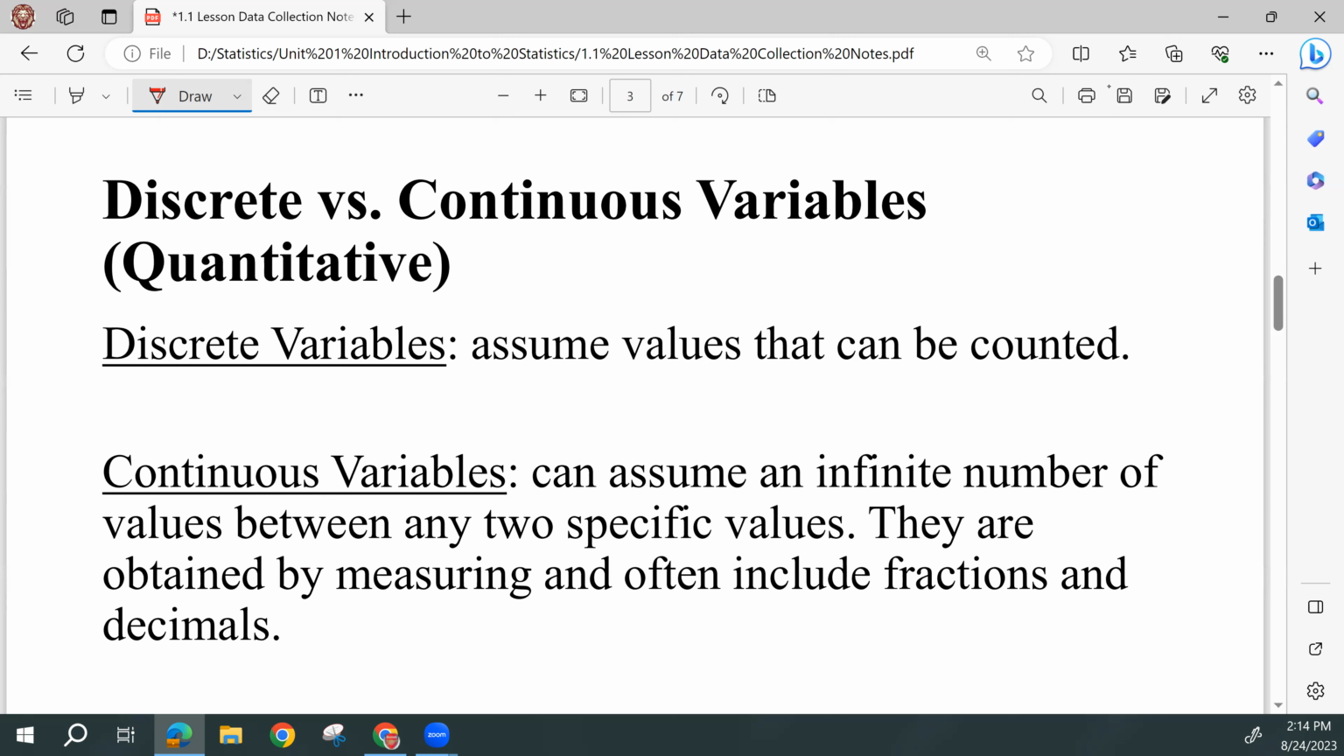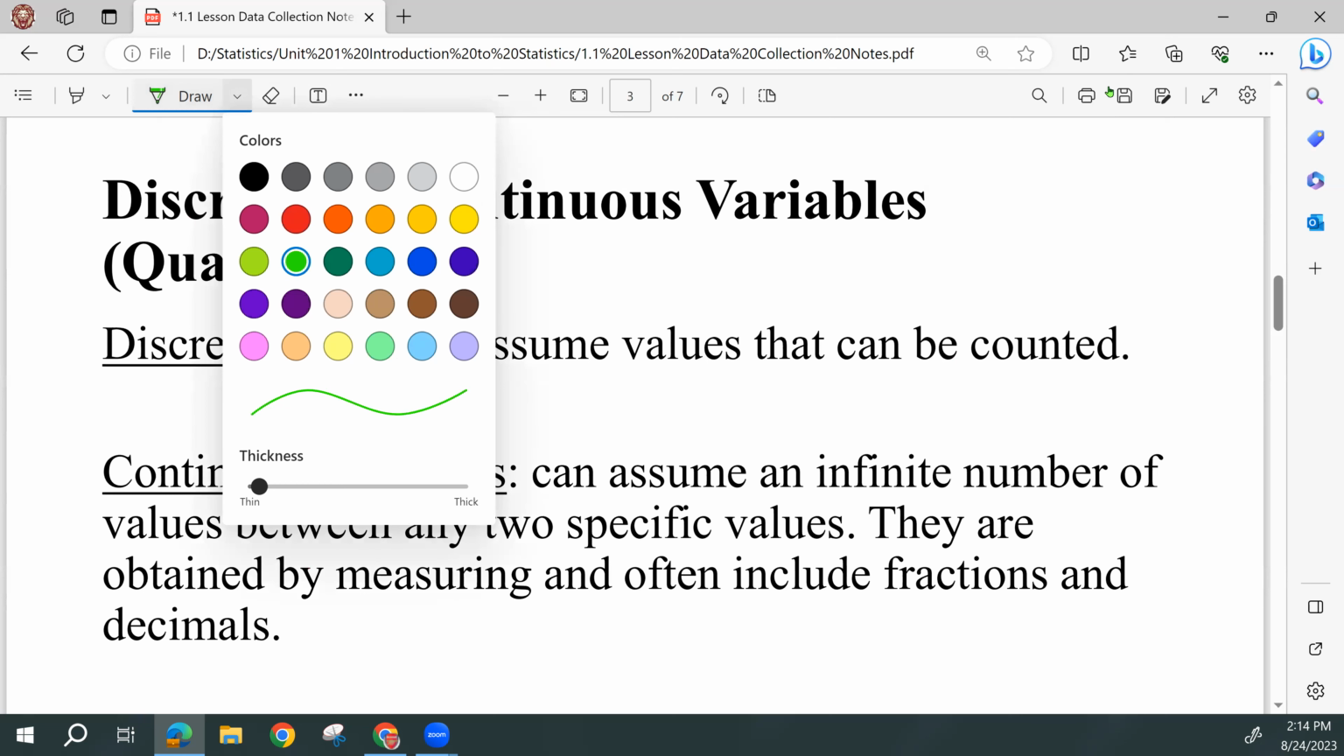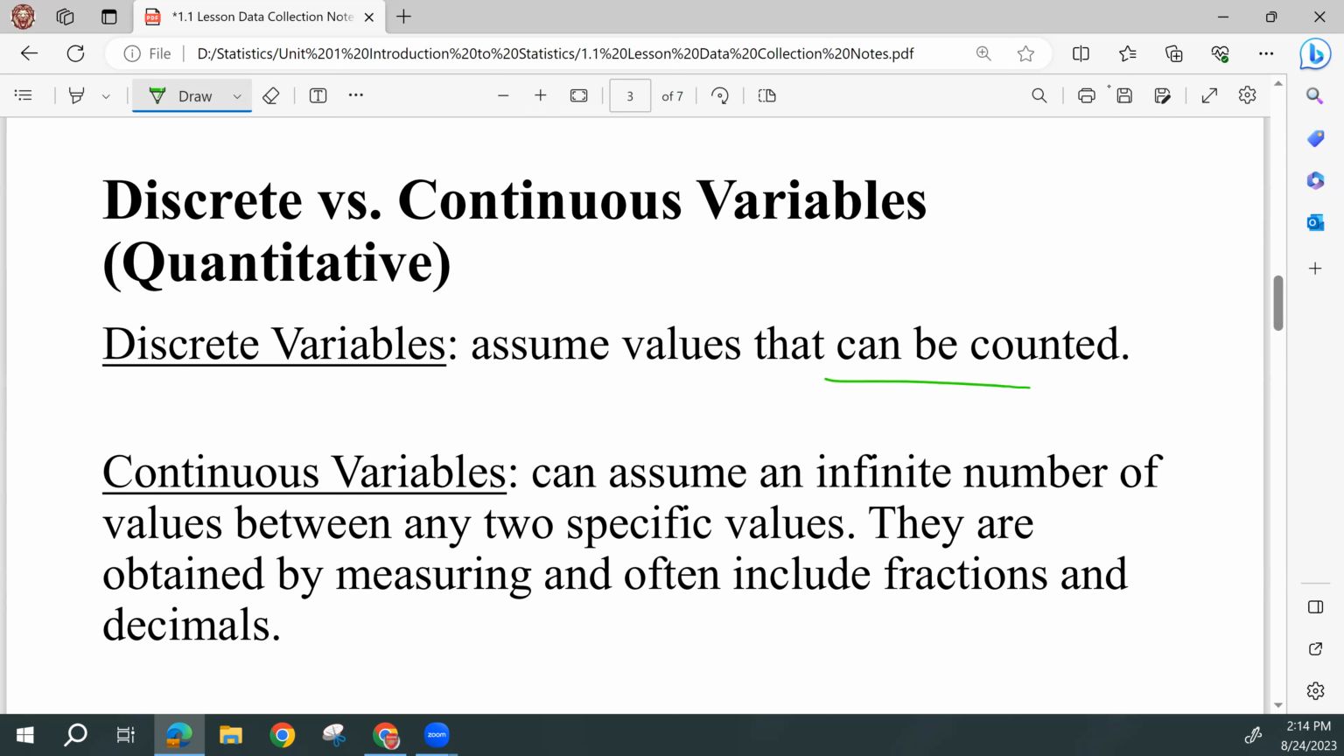When we get into the quantitative types of variables, there are two types: discrete and continuous. Discrete variables are variables that can be counted. We are able to count them. A continuous variable has an infinite number of possible values, which means we cannot count them, and we usually have to find them by measuring.